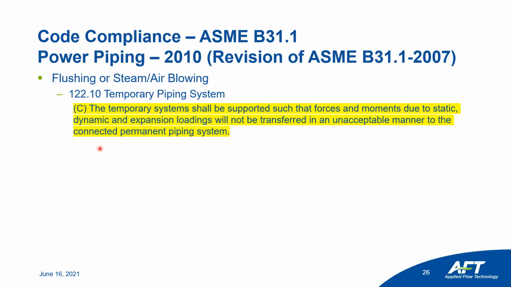Again, a reminder of the code that we're going to use. We're going to use B31.1 Power Piping, where it refers to flushing and steam blowing in section 121.10, temporary piping system. And in section C, it guides you on the type of analysis you should do. The temporary system shall be supported such that forces and moments due to static, dynamic, and expansion loadings will not be transferred in an unacceptable manner to the connected permanent piping system.